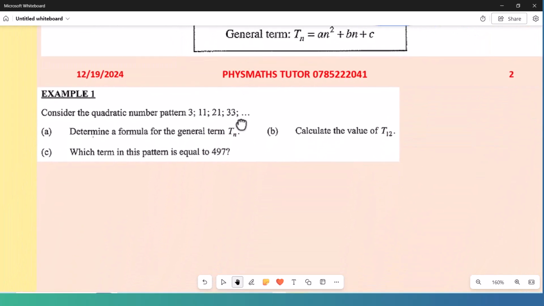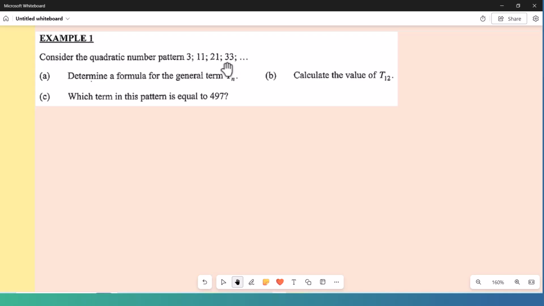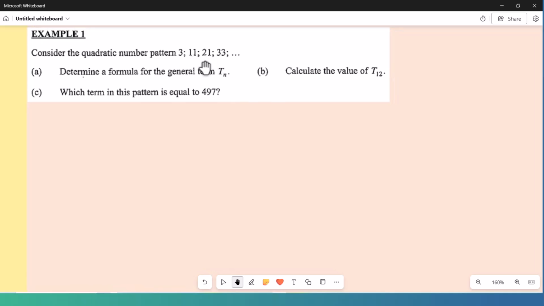Example 1. They said consider the quadratic number pattern 3, 11, 33. Determine the formula of the general term Tn. So we're looking for Tn. Don't forget that our Tn is given by what? By an squared plus bn, and then plus c. Okay, now we are using 3, and then 11, and then 21, and then 33.